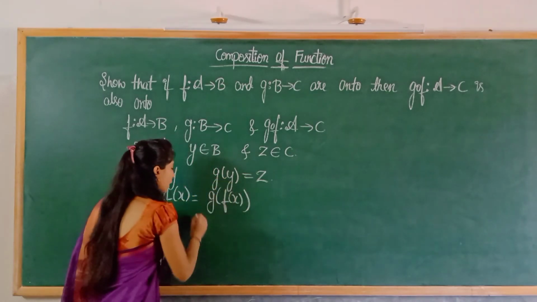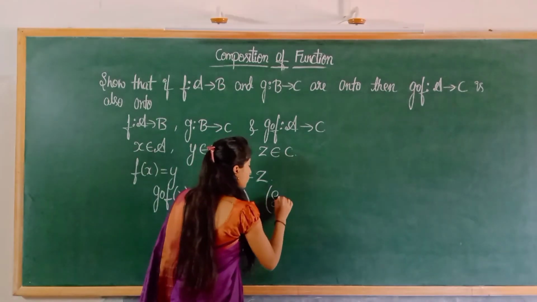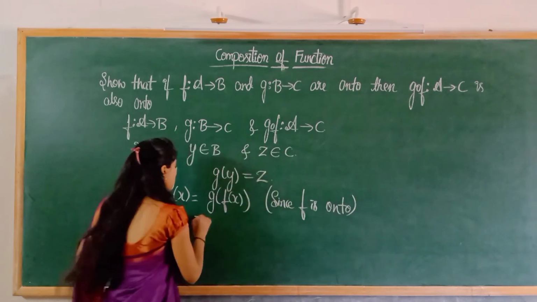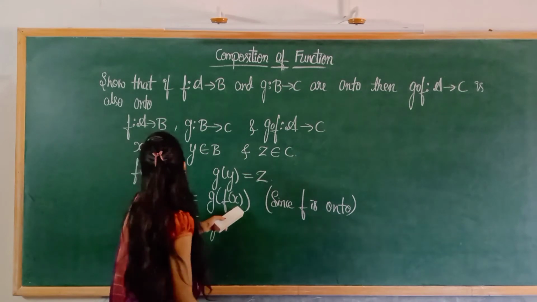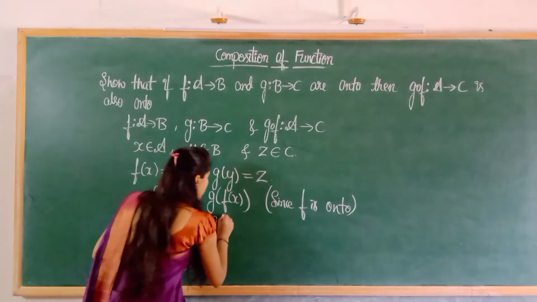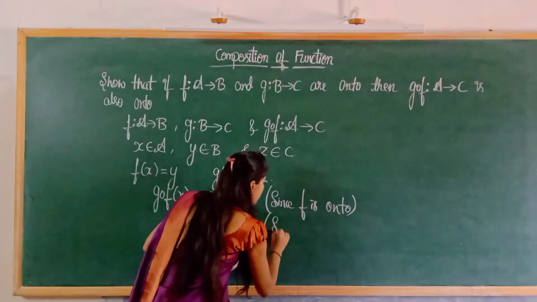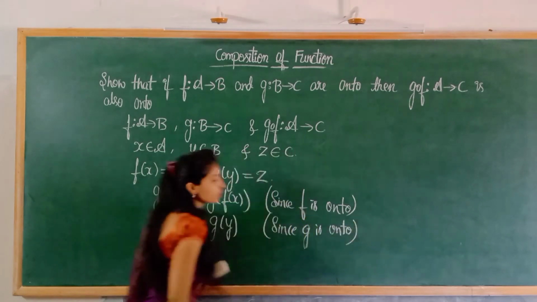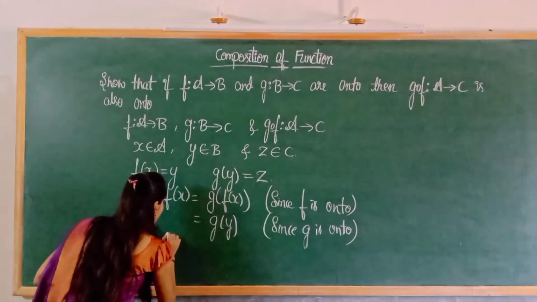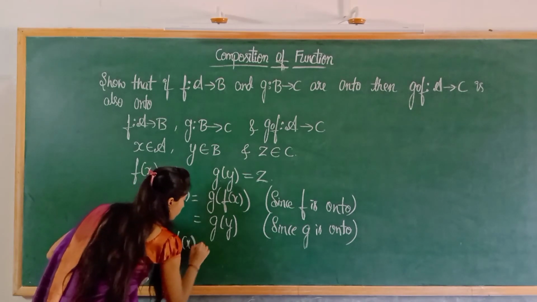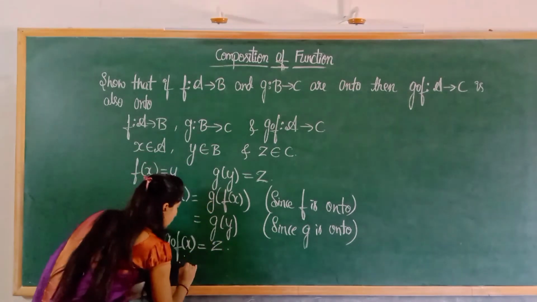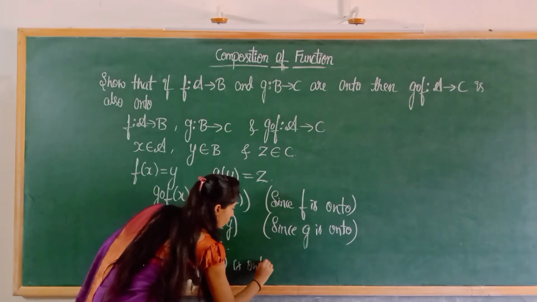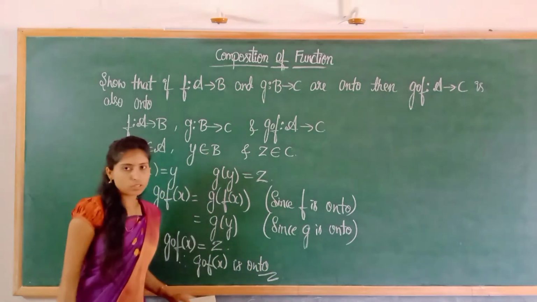Since f is onto here, and see here, g of f of x means what? f of x we know is y. So g of y. Here since g is onto, g of y is equal to z. Therefore g composition f is onto. Okay, next problem.